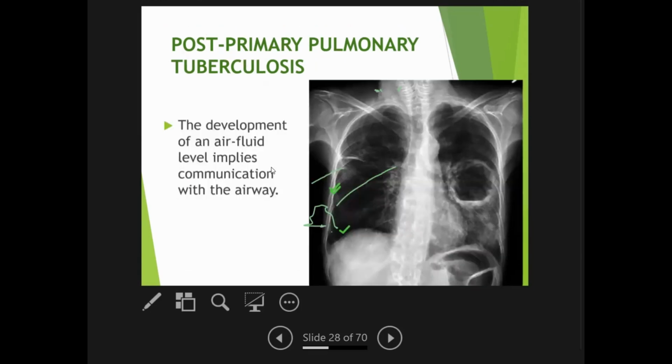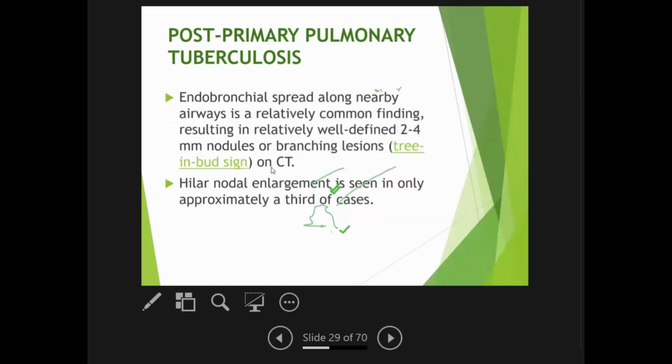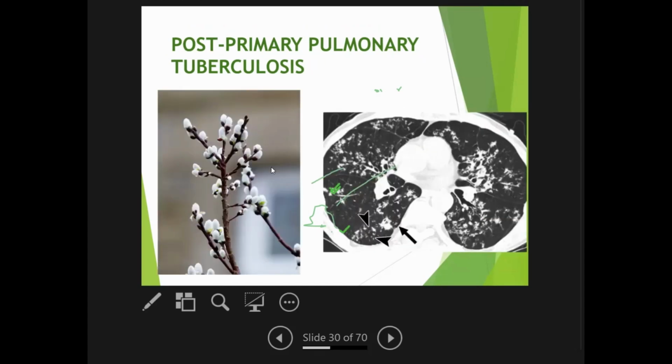If you see an air-fluid level within the cavity, then you have to suspect communication with the airway, or it may be a secondary infection, or fistula formation with the bronchial tree. Then there is endobronchial spread. Usually these secondary infections spread along the bronchial tree with small nodules of 2 to 5 millimeters, and they give a tree-in-bud appearance. That is a famous name; I will discuss it later. Sometimes you might also see hilar node enlargement in about a third of cases.